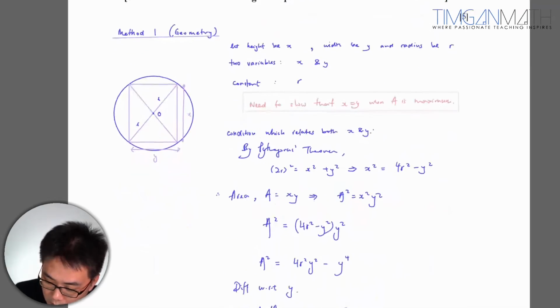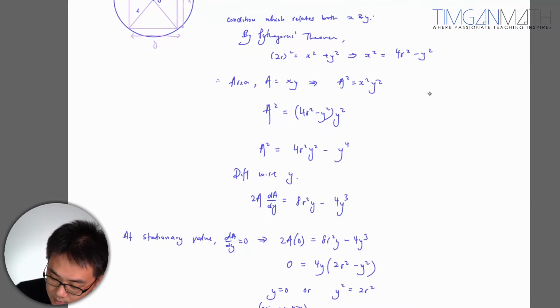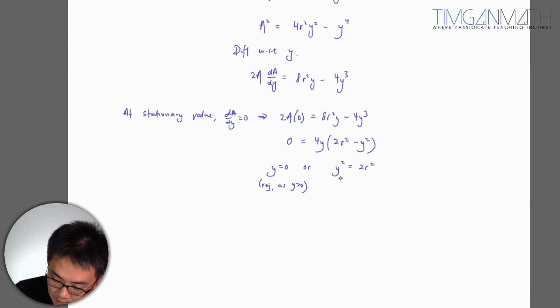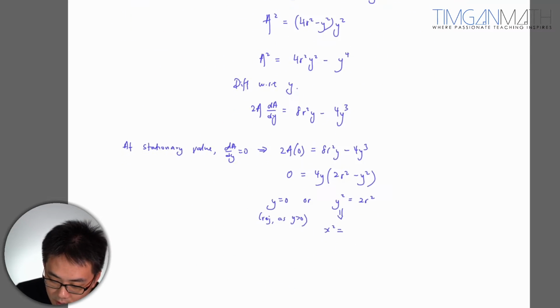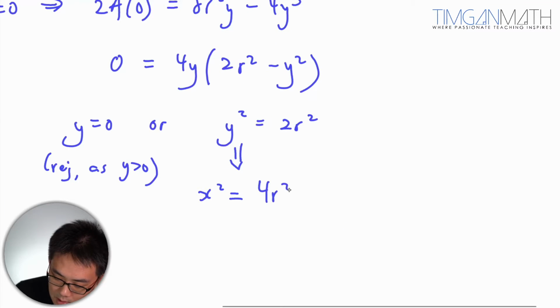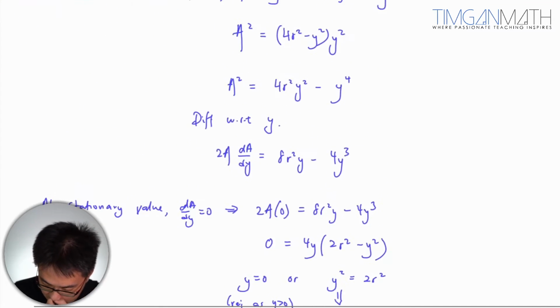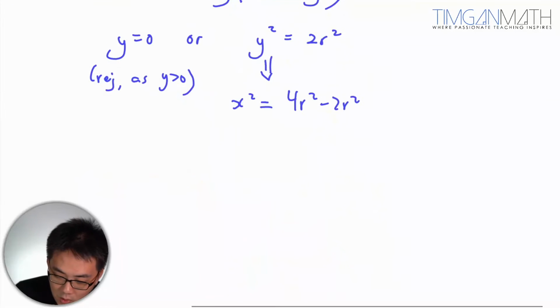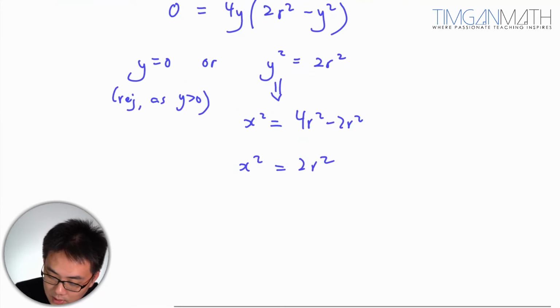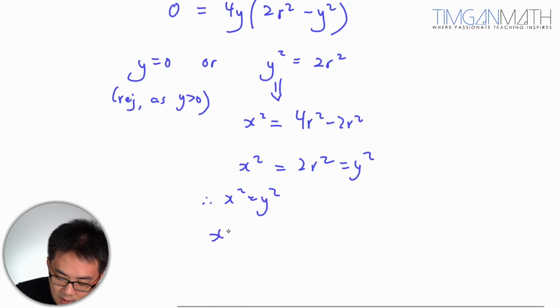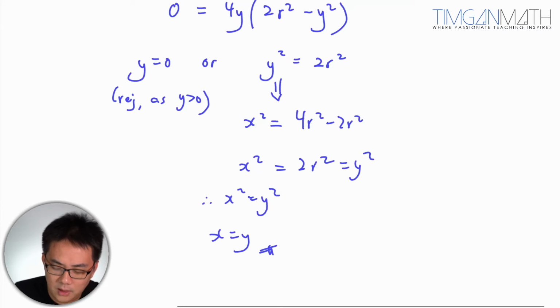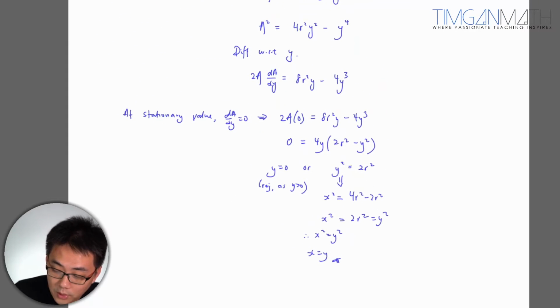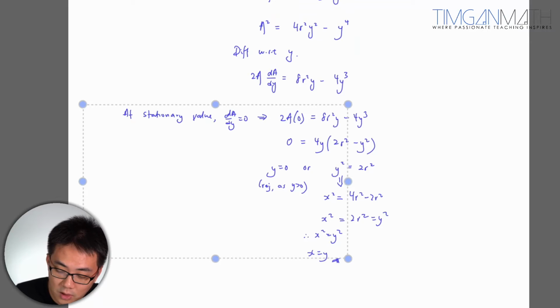y squared equals 2r squared would mean that you sub this inside here. This will mean that x squared equals 4r squared minus 2r squared. So this will be 2r squared. Okay, so this is actually y squared. So hence x squared equals y squared, and you can just write x equals y. Okay, there you go.